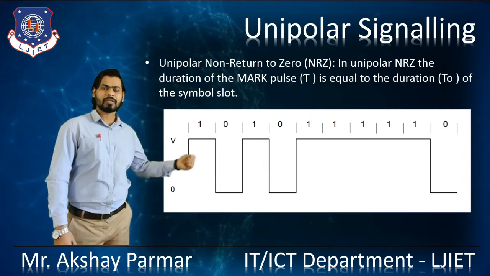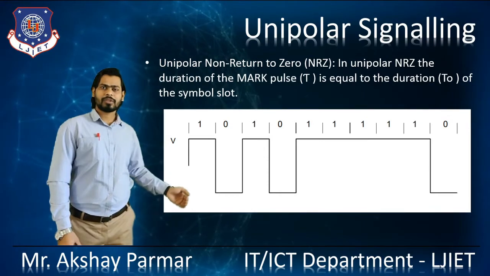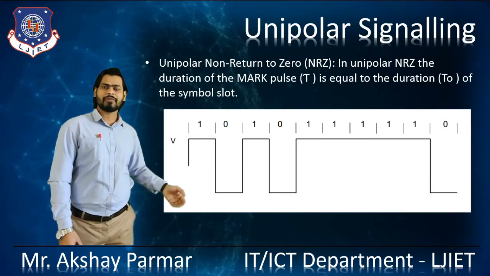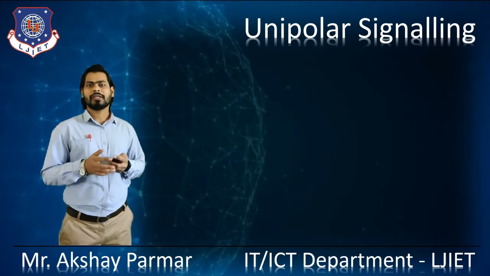In a similar way, you can observe that in the negative wave, or we can say the zero, the duration of that pulse is equal to the duration of that bit, right? So this is how the unipolar non-return to zero works.